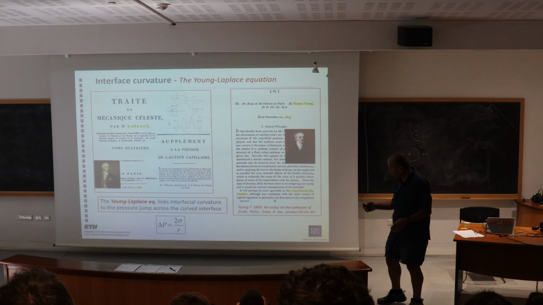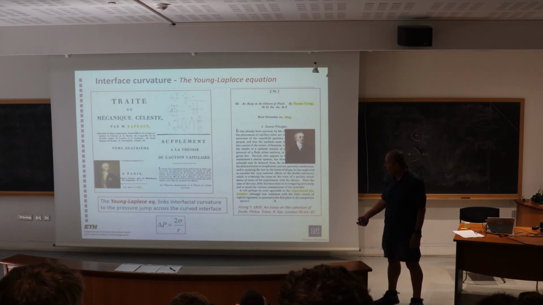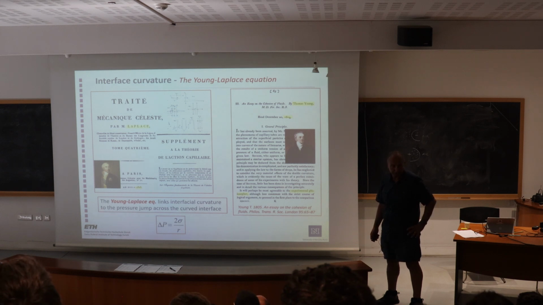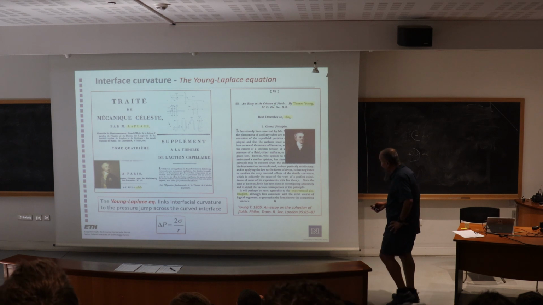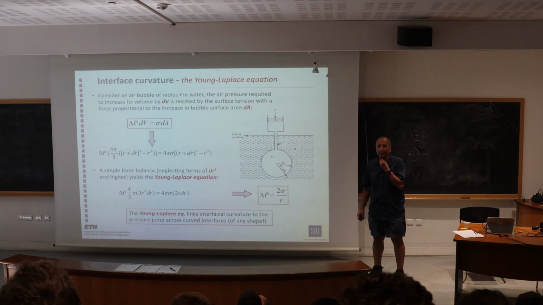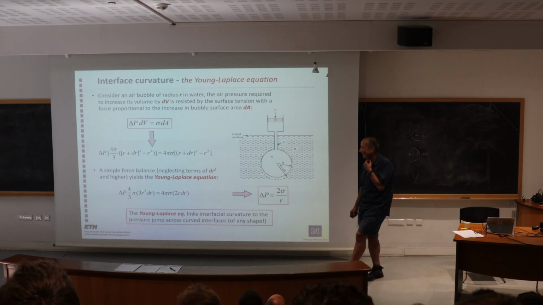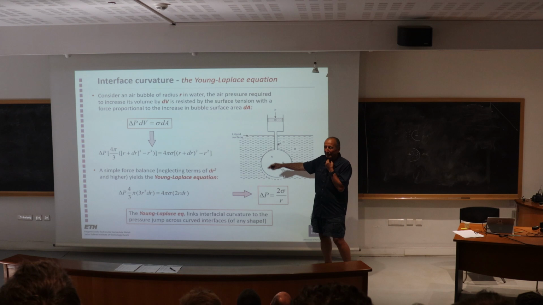So the Young-Laplace equation basically states that for a given curvature, the pressure jump across the interface will be proportional to the surface tension and inversely proportional to the radius of curvature. Okay? Here's an example of how you can derive it. I would have asked Thomas to derive it on the board with chalk, but I'll just do it here with the PowerPoint.